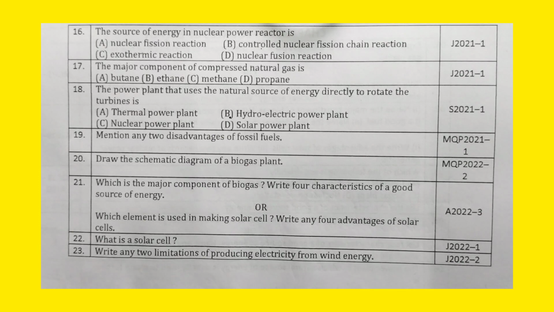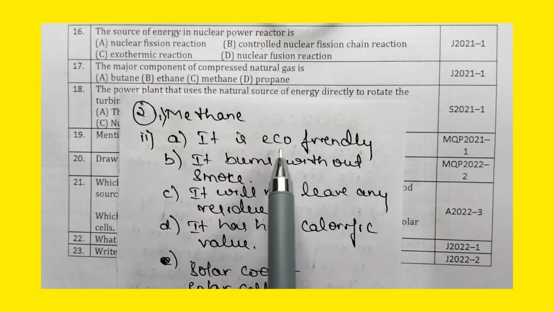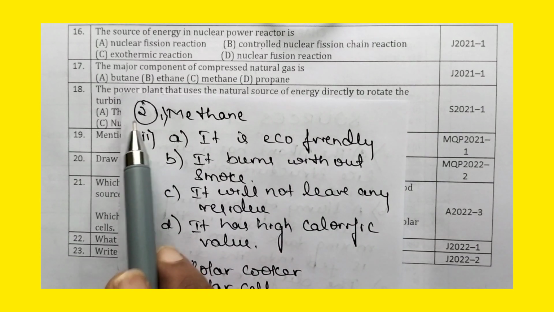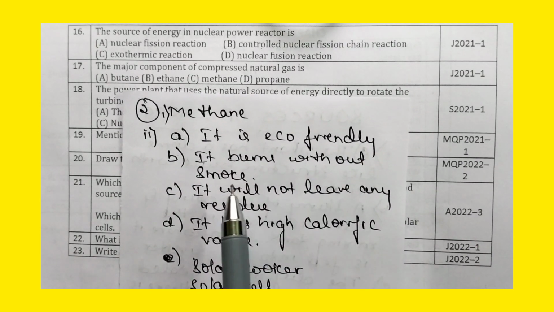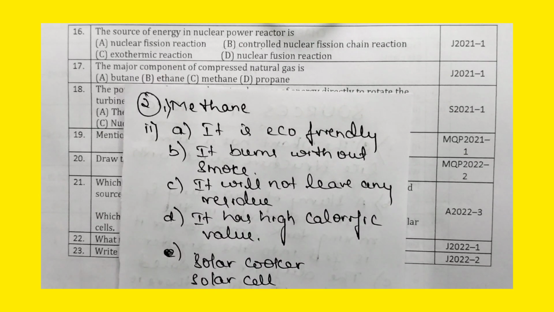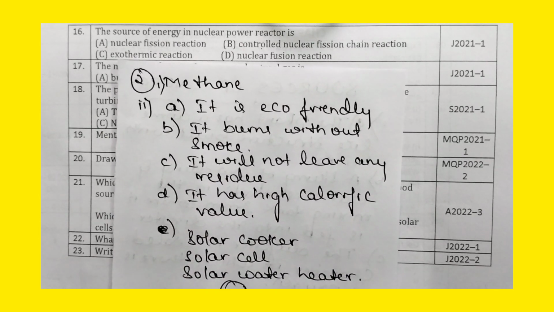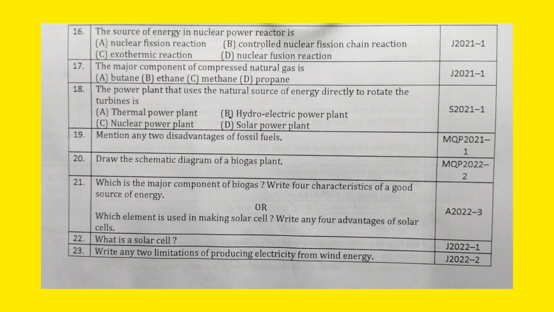Then, write any four characteristics of good sources of energy. So, the characteristics of a good source of energy: it is eco friendly, which we have answered in the second question. It burns without smoke. It will not leave any residue. It has high calorific value. So these are the characteristics of a good source of energy.